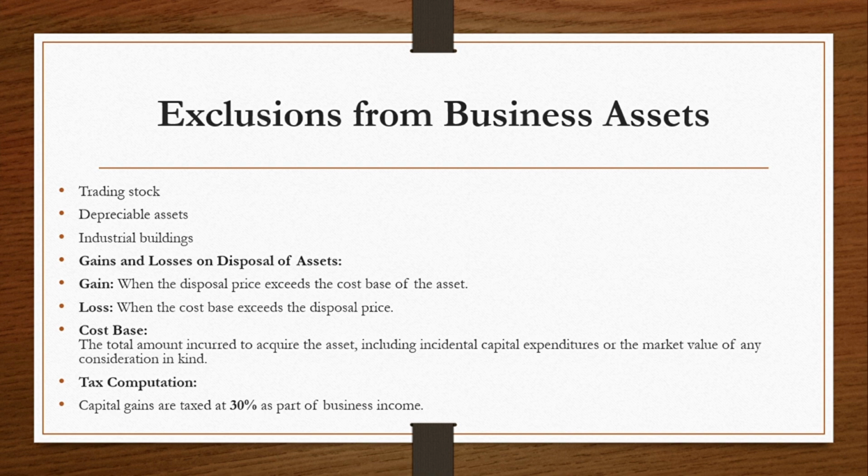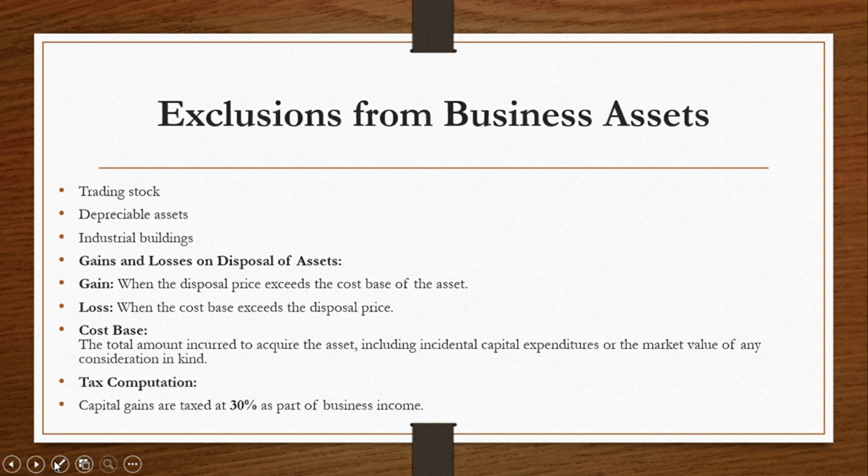Then secondly, we have depreciable assets. So assets that lose value over time due to usage, passage of time, such as machinery, vehicles, furniture, are not subject to capital gains tax. So for example, a company selling an old delivery truck is not taxed under CGT. Then we have industrial buildings. For example, factories and warehouses, they are excluded from capital gains tax. For example, a manufacturing company selling its factory building is not subject to capital gains tax.